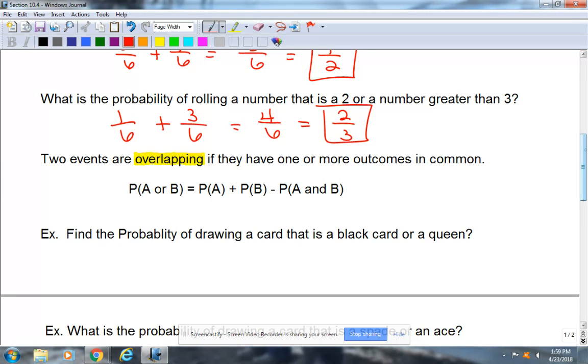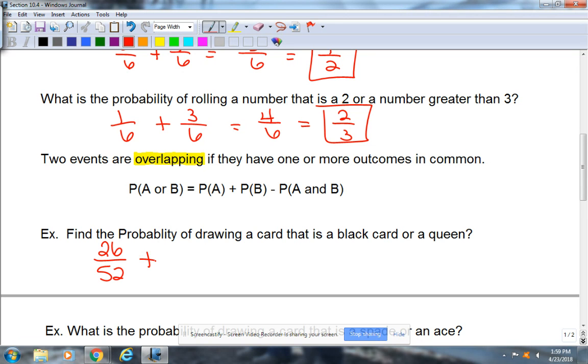Okay, so let's talk about cards again. Find the probability of drawing a card that is a black card or a queen. So first, let's find the probability of getting a black card. How many black cards are in a deck? 50% of 52, which is 26. 26 of them, right? Half a deck is black, half of it's red. So that's going to be 26 out of 52.